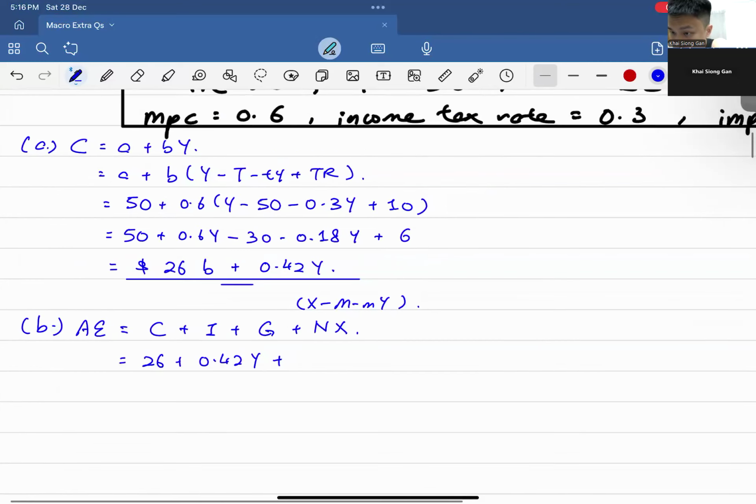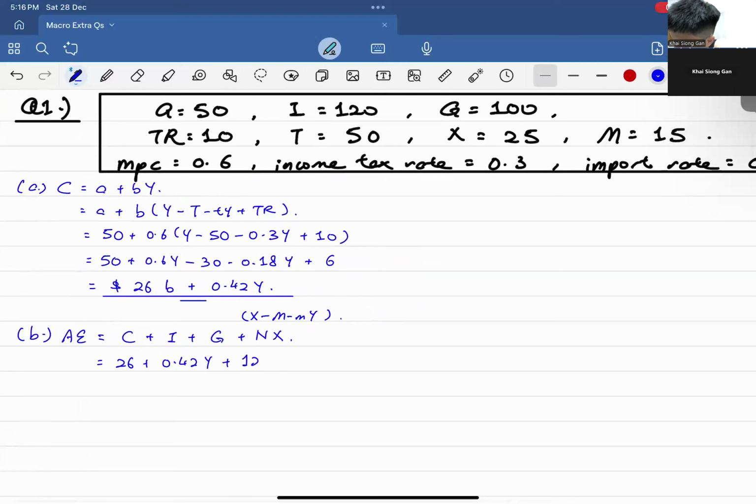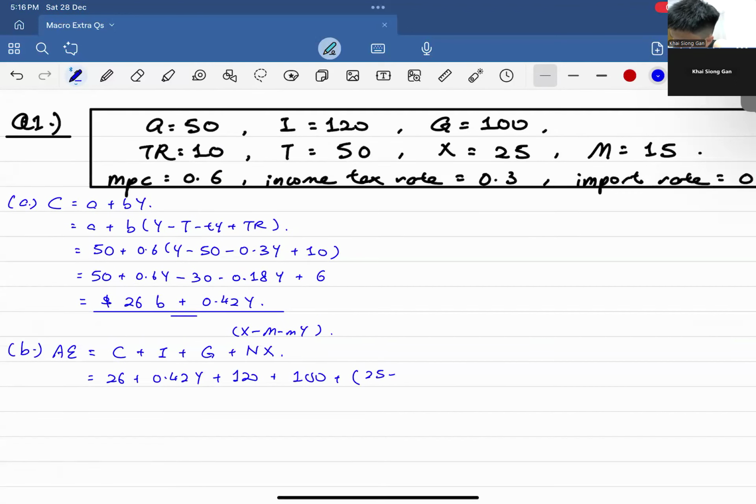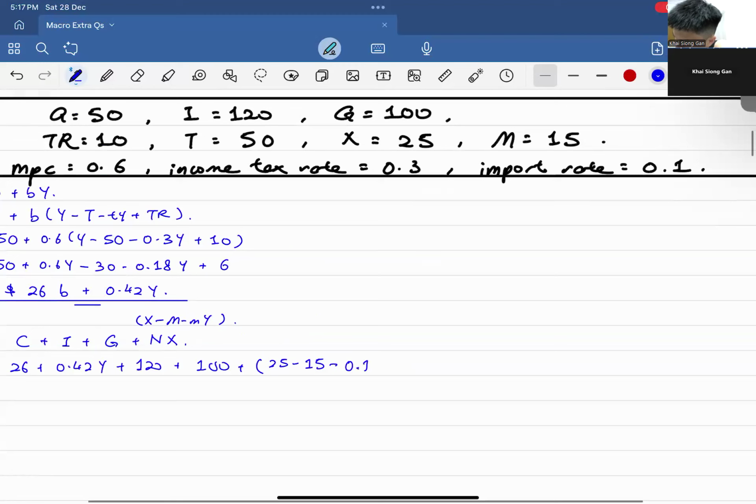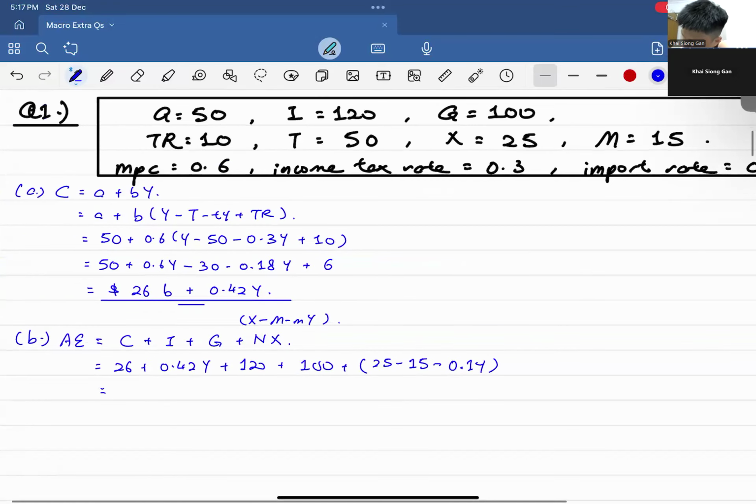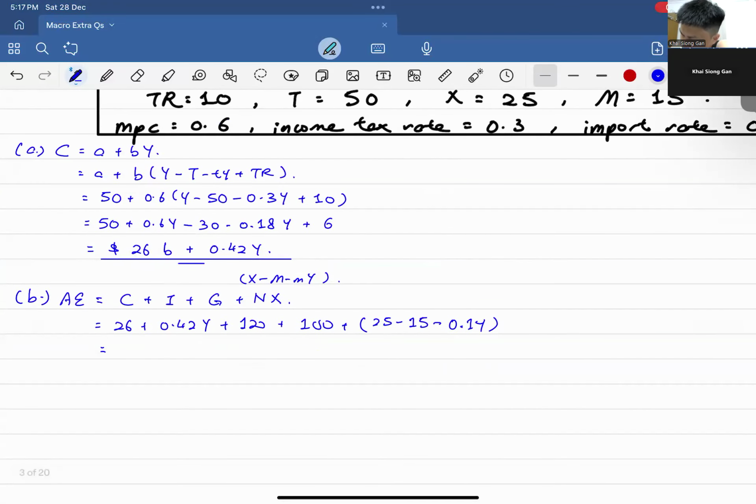Consumption, investment, government spending, exports minus imports, and then minus induced imports. So this one, we'll calculate and see. Okay, you will get this answer.